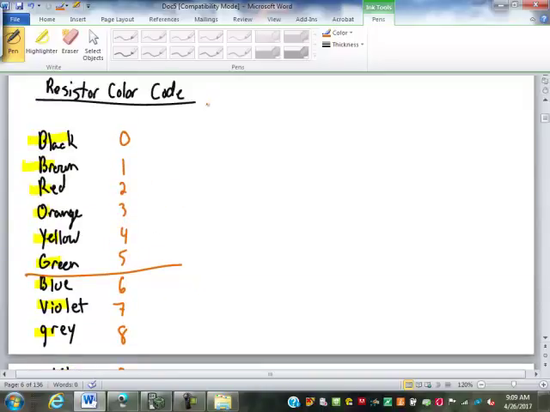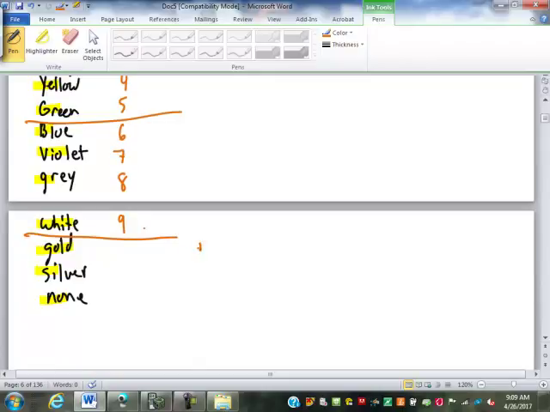Then there's tolerance here. If there's a tolerance band as a location, gold is plus or minus 5%, silver is plus or minus 10%, and none is plus or minus 20%. None, or sometimes brown. Is it brown or black? No, it's black. Black is used for the plus or minus 20%.